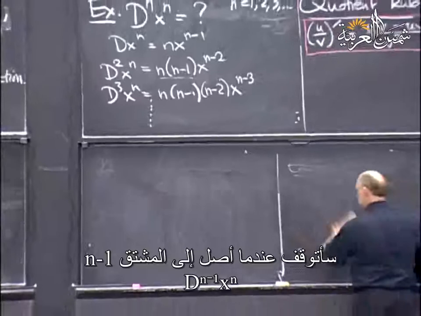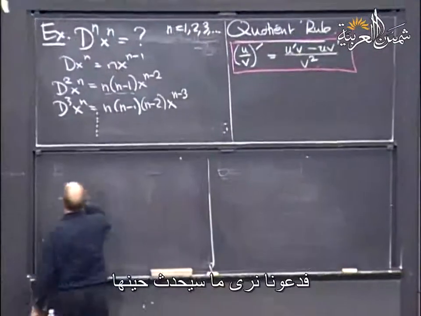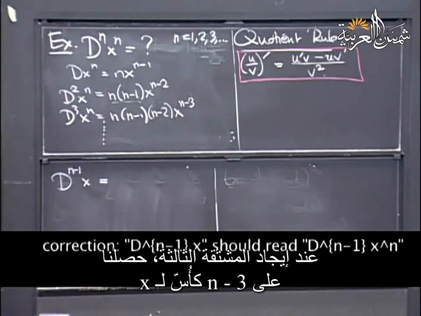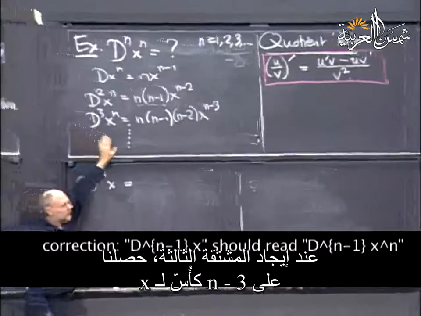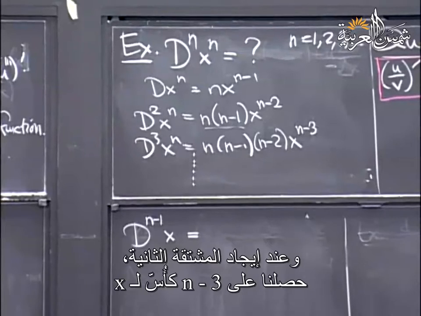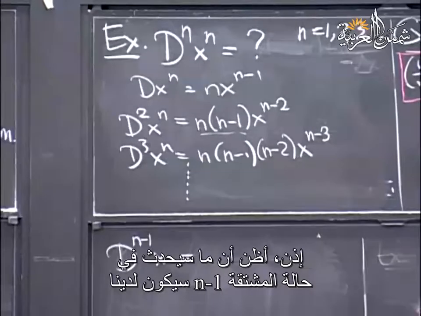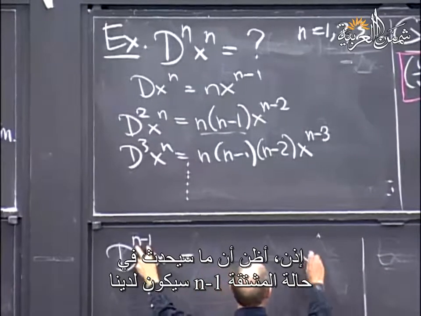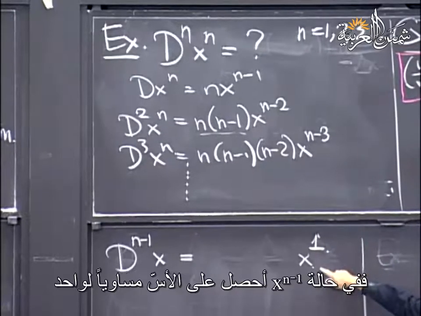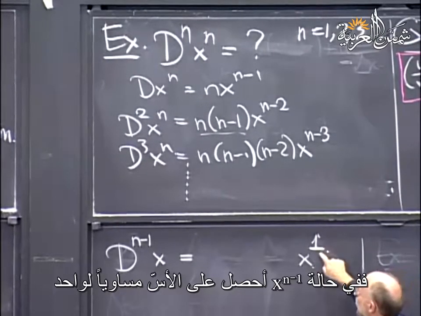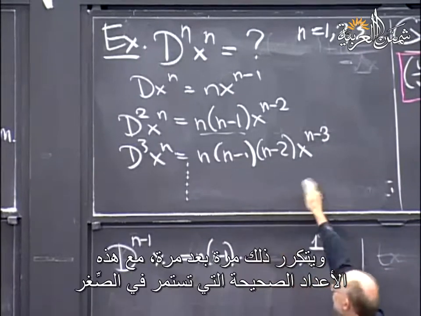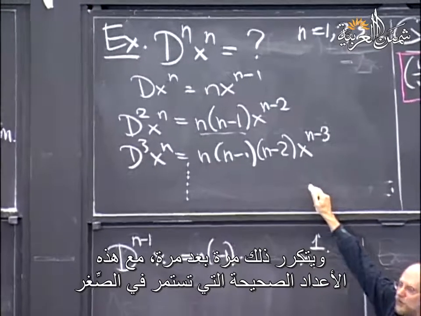Now, I think I'm going to stop when I get to the n minus first derivative so we can see what's likely to happen. When I took the third derivative, I had the n minus third power of x. And when I took the second derivative, I had the n minus second power of x. So I think what will happen when I have the n minus first derivative is I'll have the first power of x left over. The powers of x keep coming down. And when I've done it n minus 1 times, I get the first power. And then I get a big constant out in front, times more and more of these smaller and smaller integers that come down.